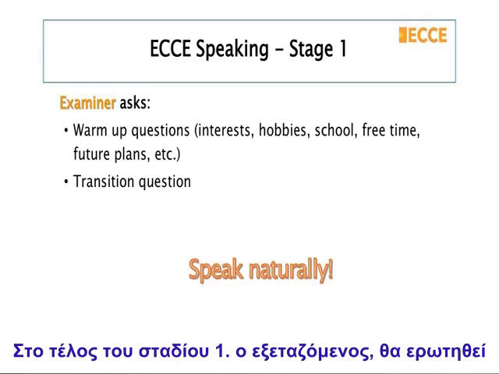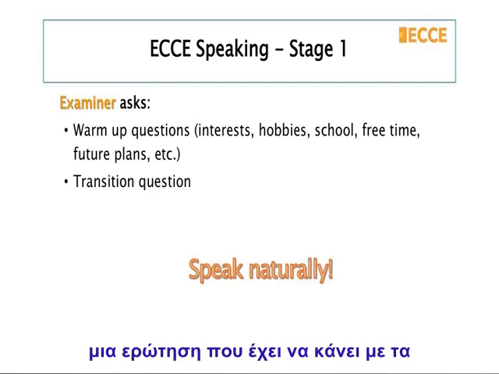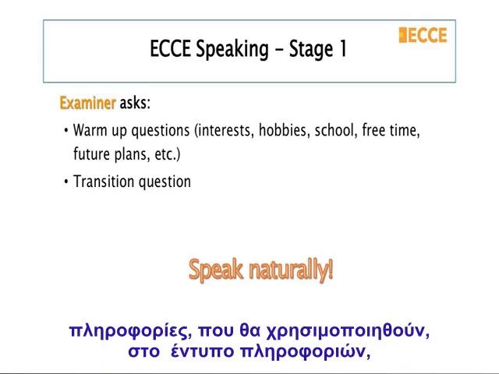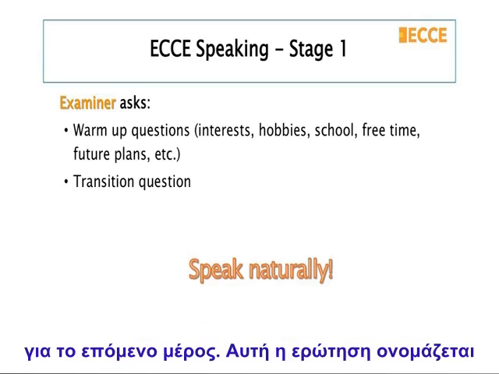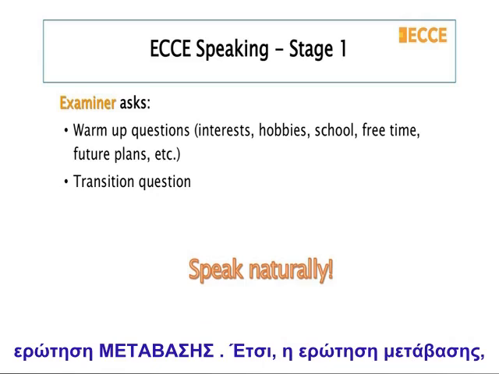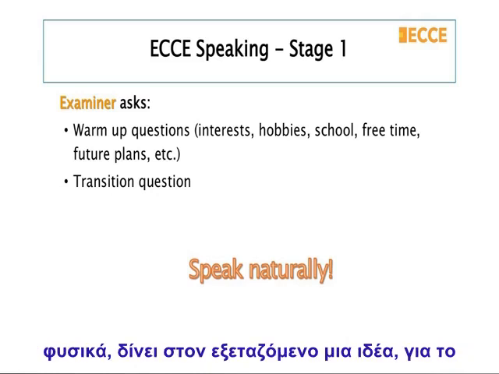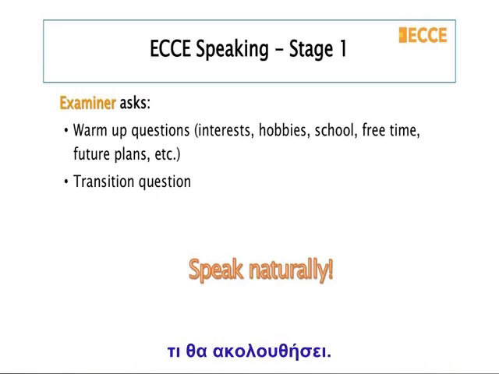At the end of stage 1, the test taker will be asked a question that has to do with the topic that will follow, is related to the information that will be on the information sheet that will be used for the next part. And this is known as the transition question. So the transition question is the last question in stage 1, and of course gives the test taker an idea as to what will follow.